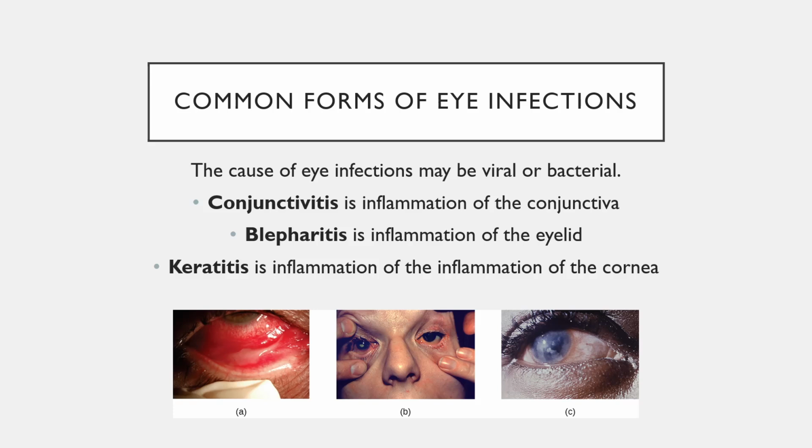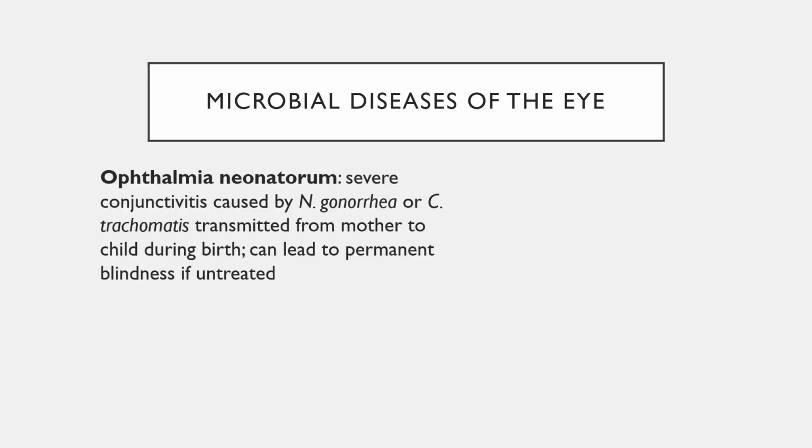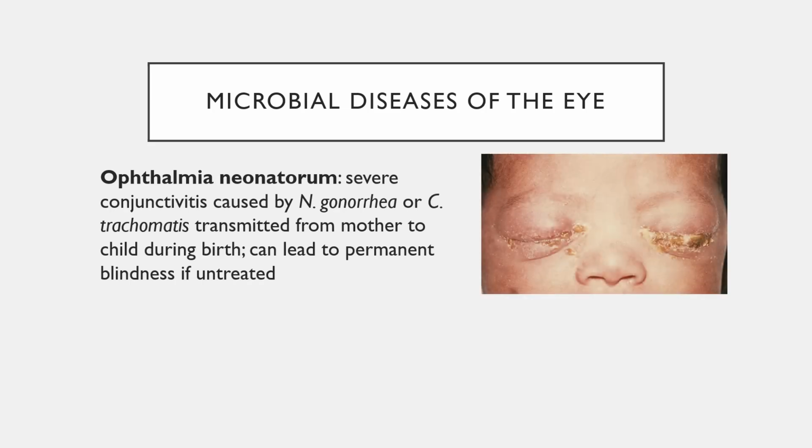Now, conjunctivitis, blepharitis, and keratitis can be caused by microbes that are either viral or bacterial. The most common cause of bacterial conjunctivitis is Haemophilus influenzae, and the most common viral cause is adenovirus. But here, we are going to take a look at some of the more severe and serious forms of eye infections, including, first of all, ophthalmia neonatorum, which is a severe form of conjunctivitis caused by the sexually transmitted bacteria Neisseria gonorrhoeae or Chlamydia trachomatis.